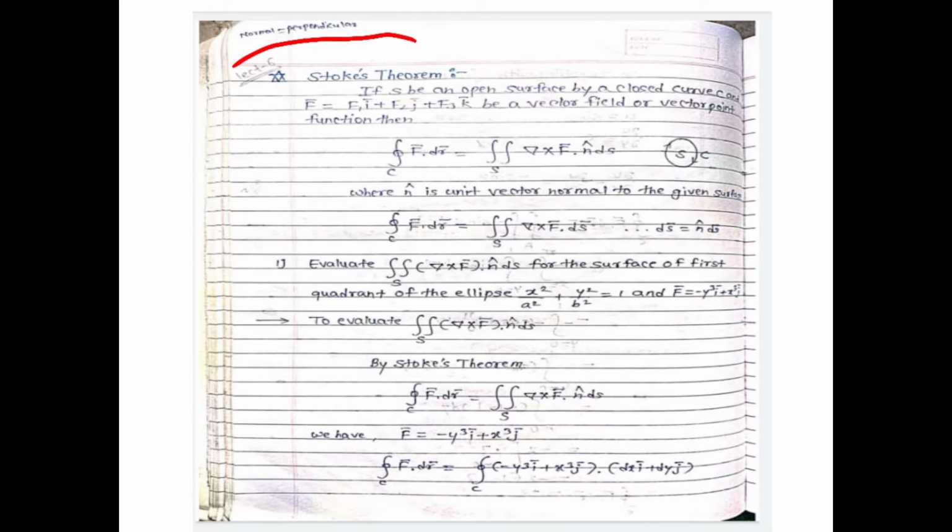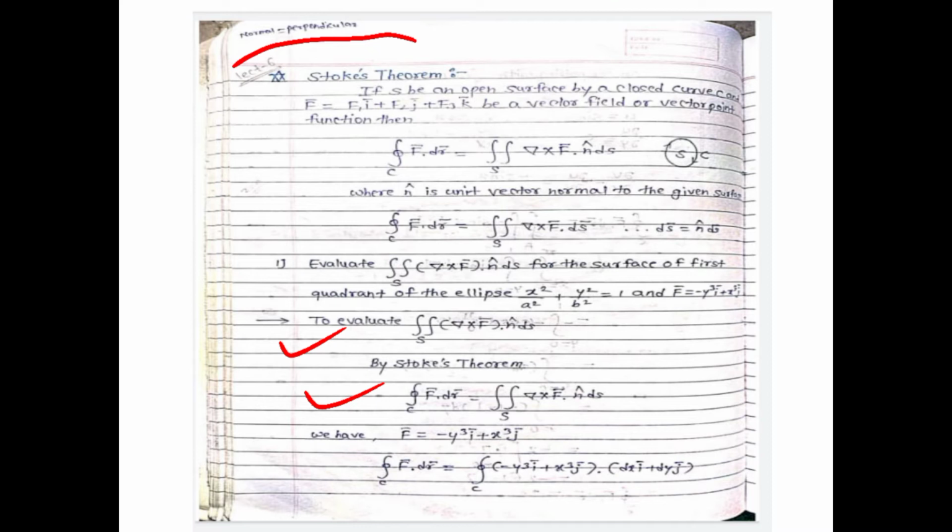So first of all we will write the term which we have to evaluate. To evaluate the double integration over surface S of del cross F bar dot n cap ds, we know that for finding the double integration we have to find the value of the single integration. So by Stokes theorem we will write the theorem given by Stokes. The statement of Stokes theorem: closed integral over C of F bar dot dr bar is equal to the double integration over surface S of del cross F bar dot n cap ds.